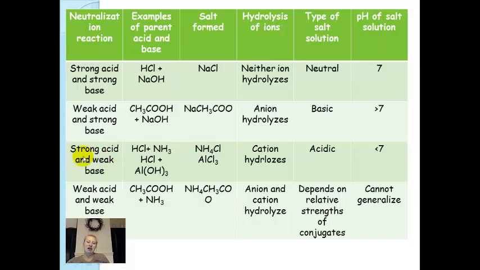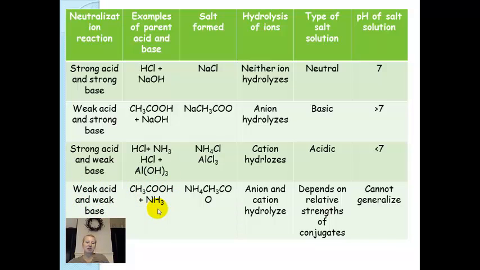If you have a strong acid and a weak base, for example HCl and NH3 or HCl and aluminum hydroxide, you're going to form products where you now had a weak base, so your conjugate acid will be strong, and so your pH is going to be less than 7 because it's going to react with water to form an acidic solution.